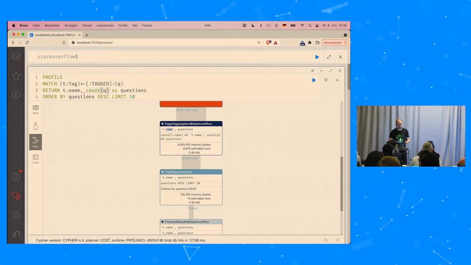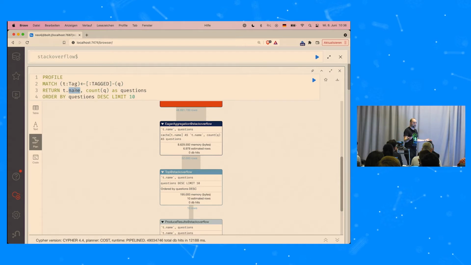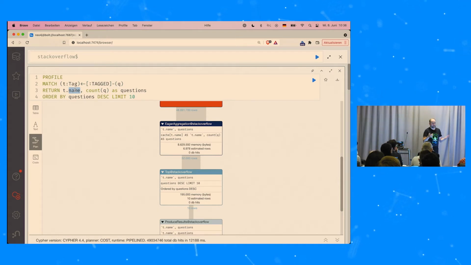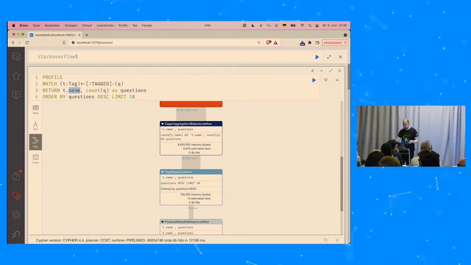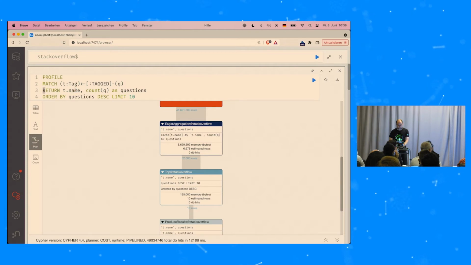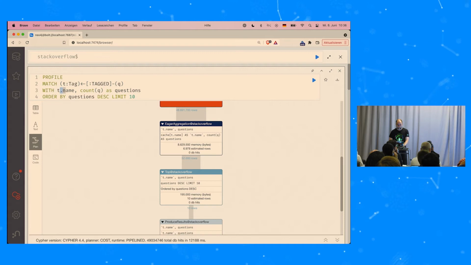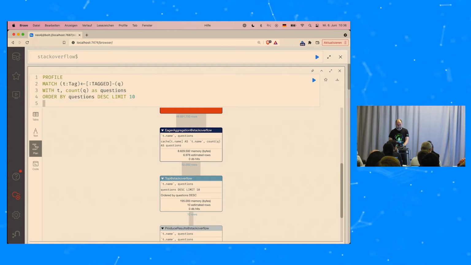But what we know is actually, of course, the tag name is unique, but so is the tag, right? So we can also just aggregate on the tag node itself. So if I change this to the following, I just do an in-between aggregation where I say WITH t, count, then do the ORDER BY and LIMIT inline in my query.